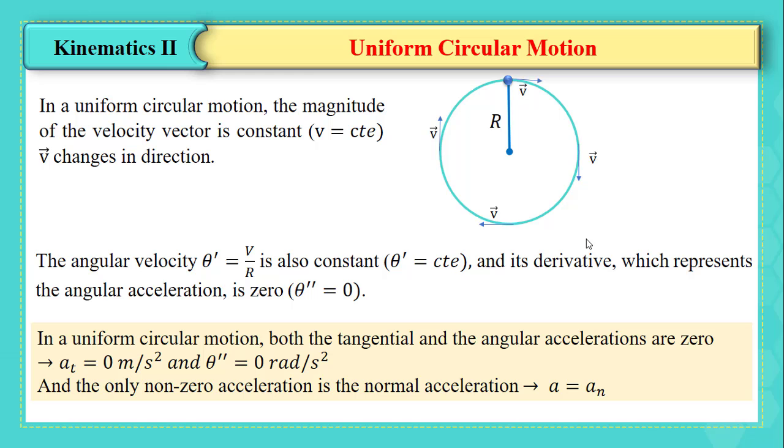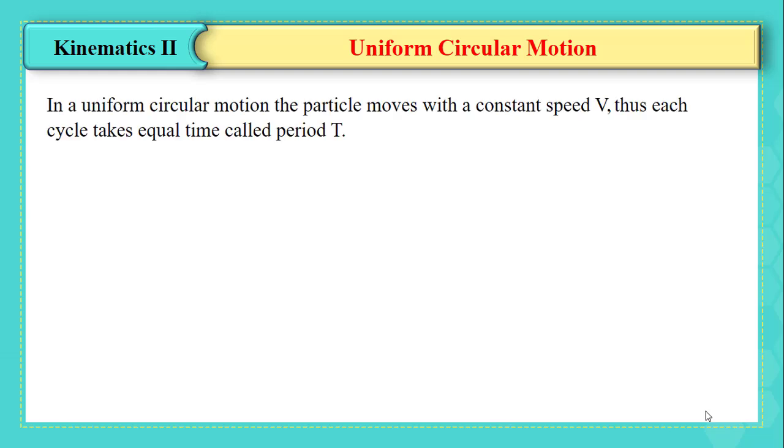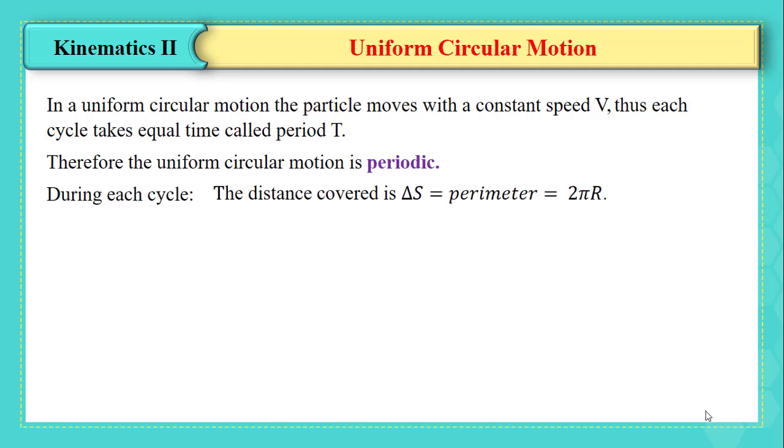In a uniform circular motion, the particle moves with a constant speed v, thus each cycle takes equal time called the period T. Therefore, the uniform circular motion is periodic. During each cycle, the distance covered is delta S, which is equal to the perimeter of the circle, which is equal to 2 pi r. So the time taken to complete one cycle is the period T.